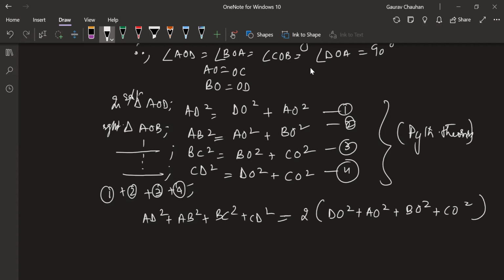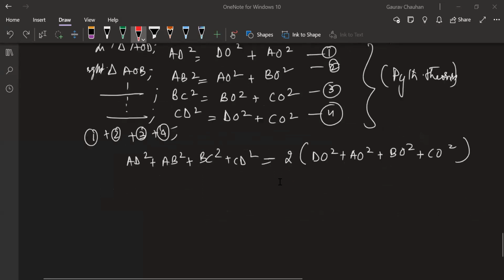Everyone okay with this? Give me a fist in the chat box if this step is clear for you. How I got this? When I add this plus this, I'll get 2 DO square, this plus this 2 AO square, this plus this 2 BO square, this plus this 2 CO square. I've taken 2 common outside. I hope we are good. If anyone has a doubt, please raise your hands and tell me if you have any confusion. Moving ahead in 5, 4, 3, 2, 1.